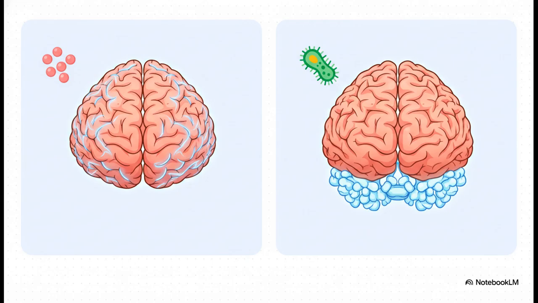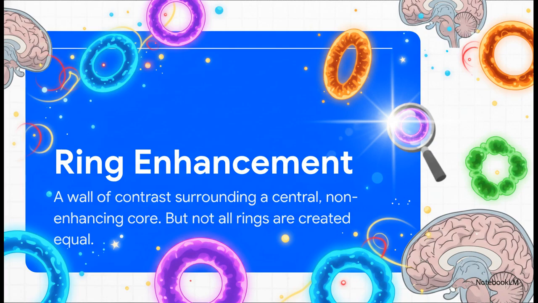So when you see this thick, lumpy, nodular enhancement down at the base of the brain, especially if there's hydranencephalus, man, you've got to be thinking TB. It has to be at the very top of your list. And now, for the final boss of neuroradiology puzzles, the ring-enhancing lesion.